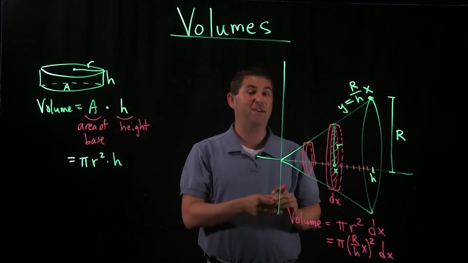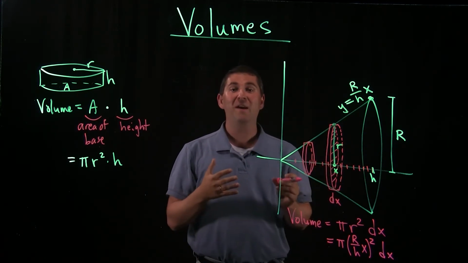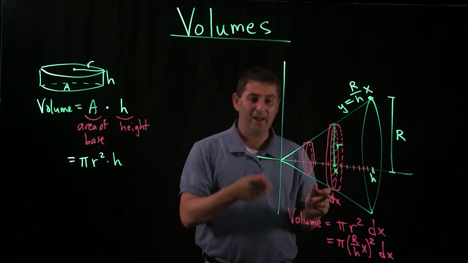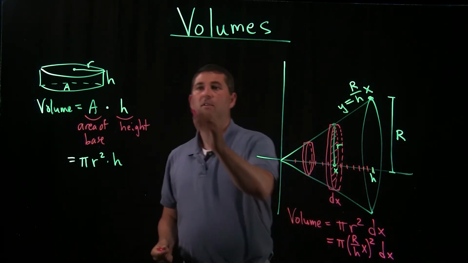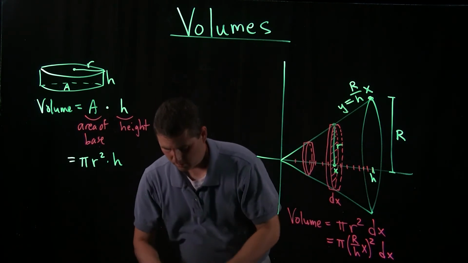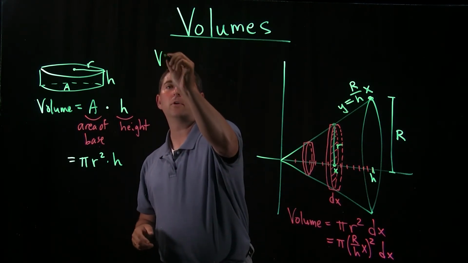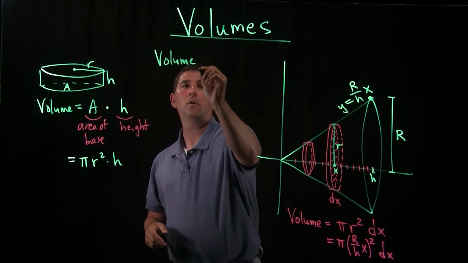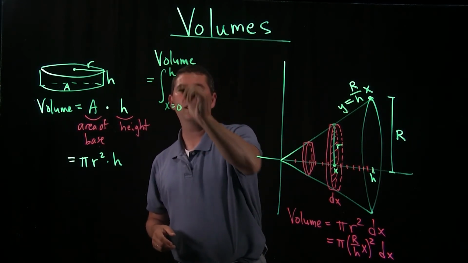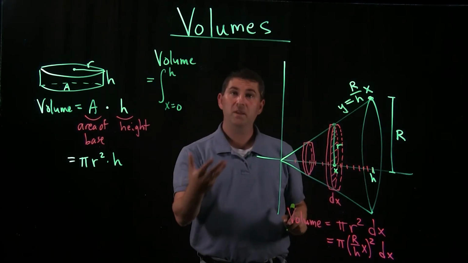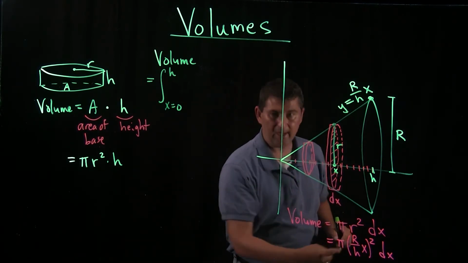Okay, so of course, every time we do this, it's the same story. We're going to get an integral. What am I integrating from? Well, the x starts at 0, it ends at h. So my total volume should equal the integral from 0 to h. And then what's going to be the volume of each one? Well, it's this guy here.